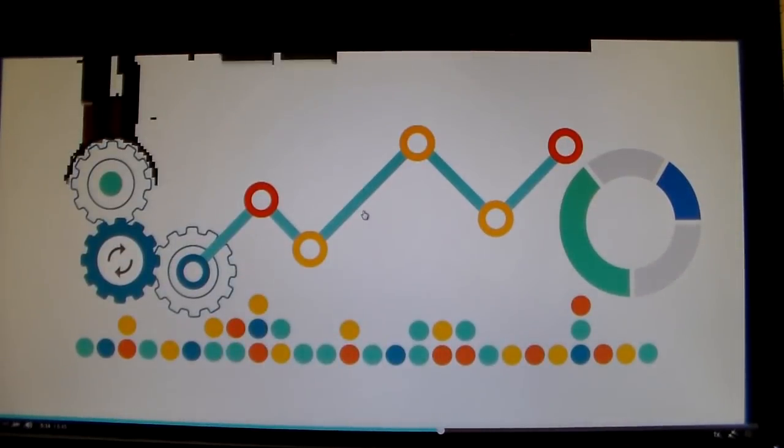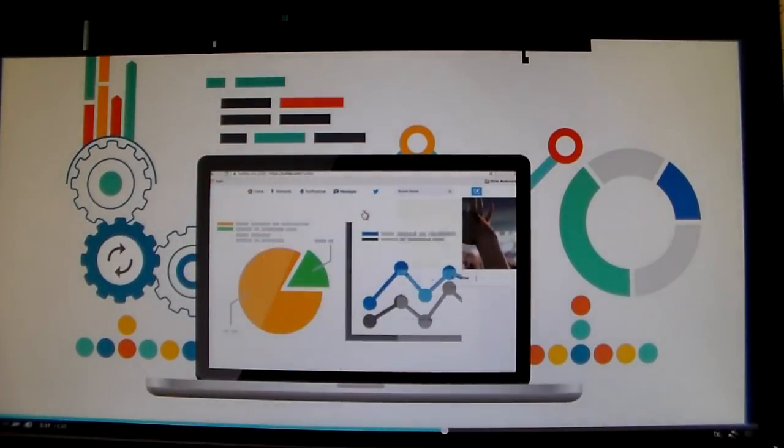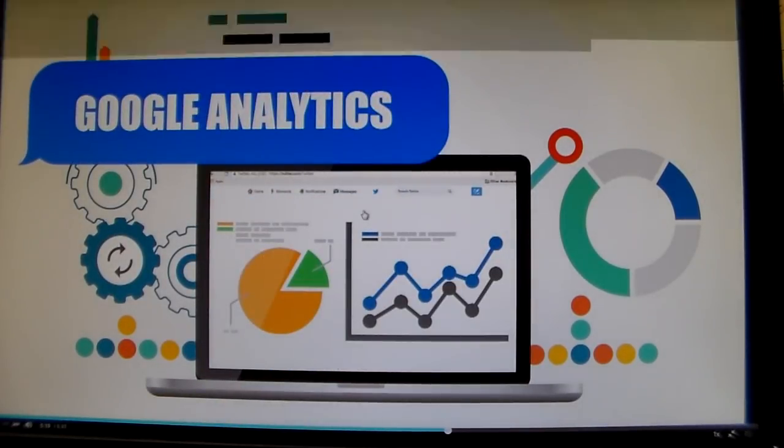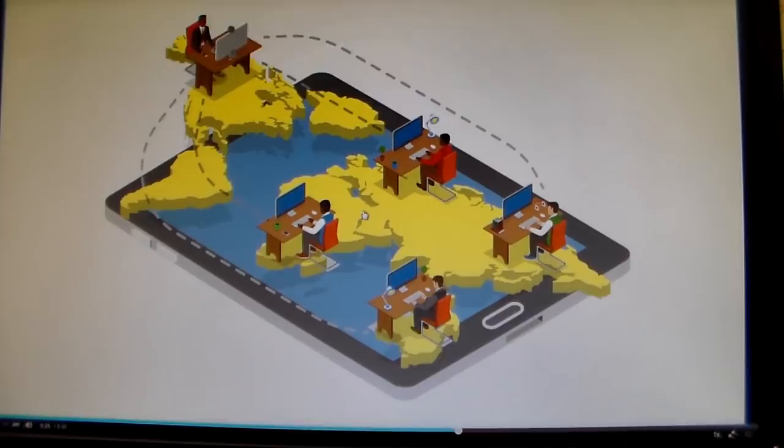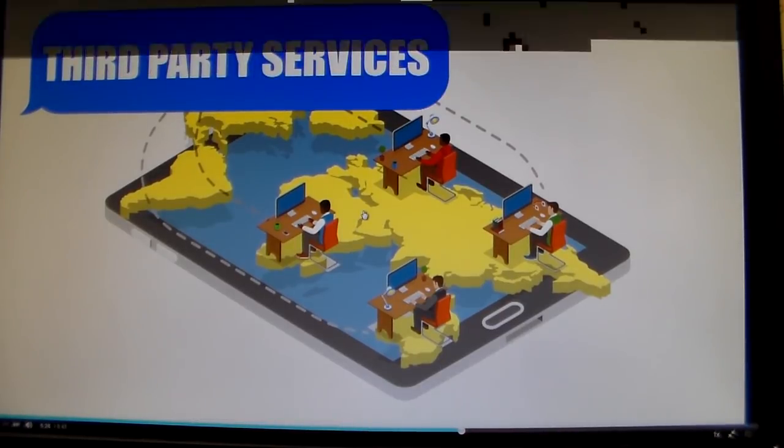There are a number of free resources you can use to effectively track conversion. Google Analytics is an outstanding tool to track your site activities such as sales, downloads, and signups. Again, you can use third-party services to track conversion rate for you.